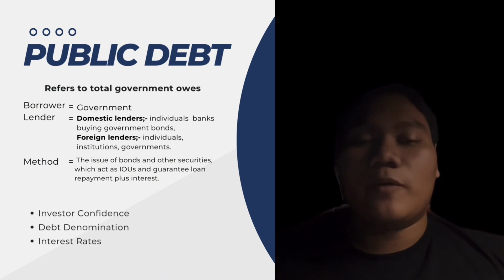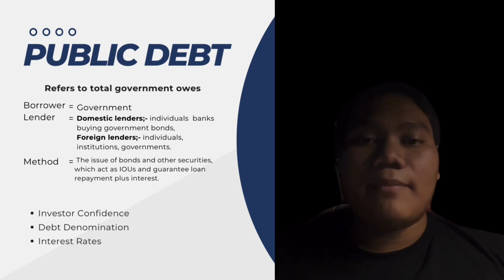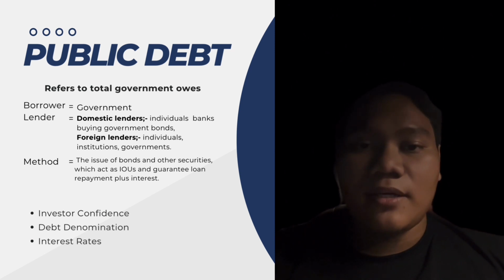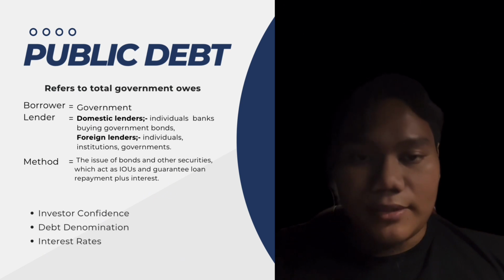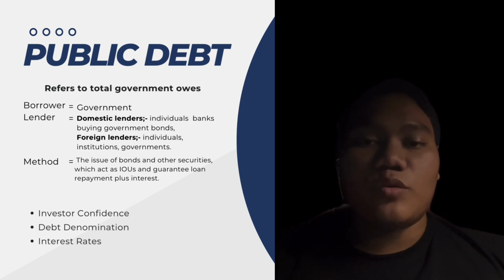Assalamualaikum warahmatullahi wabarakatuh. I'll be explaining about public debt. Public debt refers to the money the government borrows to cover its spending. There are 2 main types of lenders, domestic and foreign. Domestic lenders such as banks and pension funds are the main type of lenders in the country. Foreign lenders, on the other hand, are those from other countries.